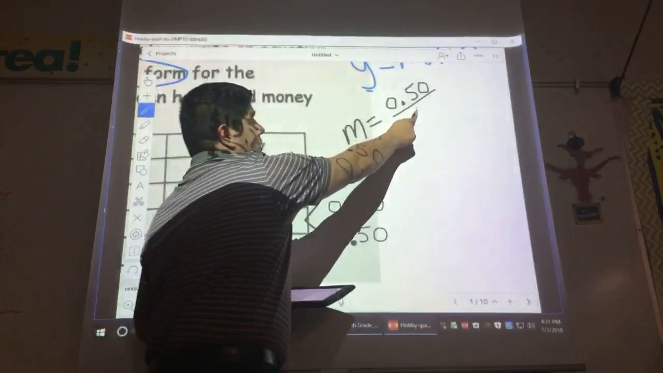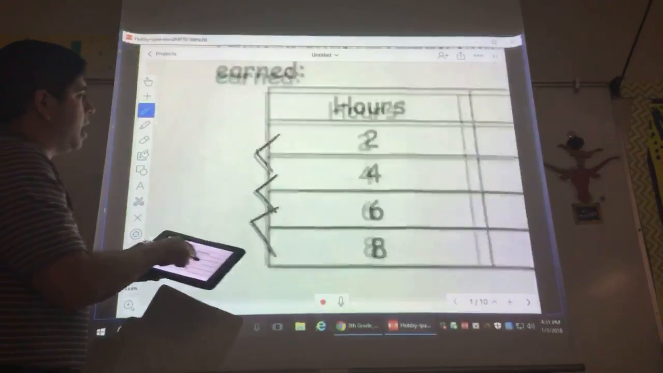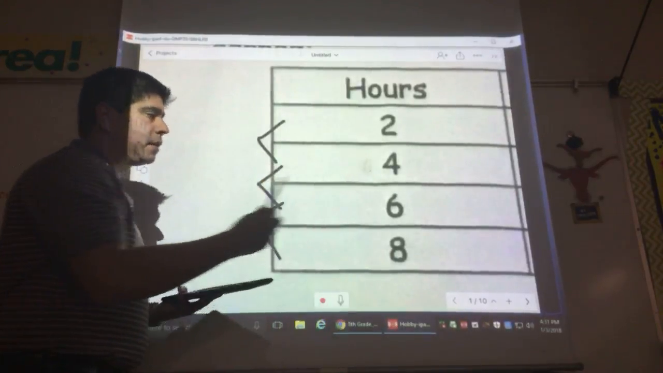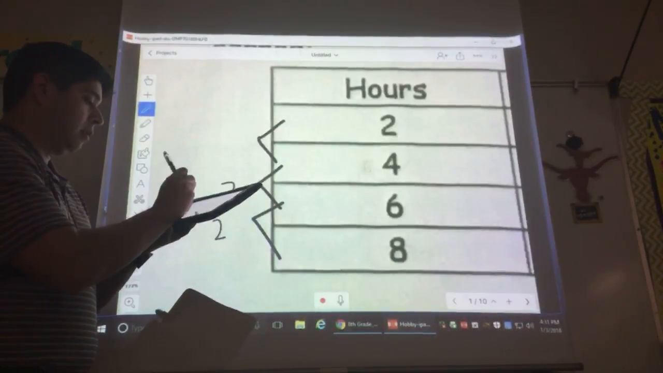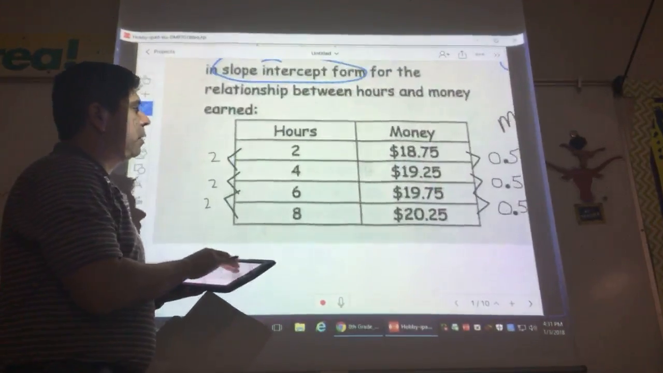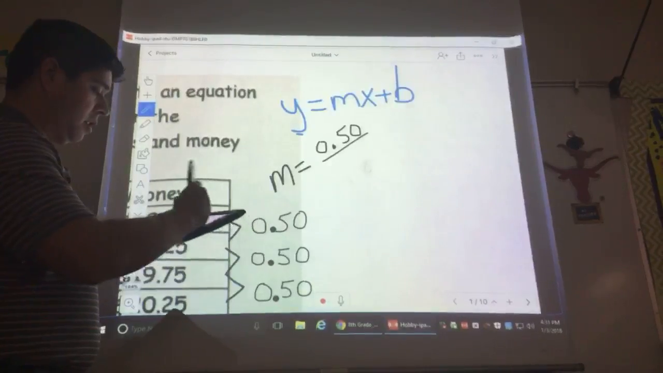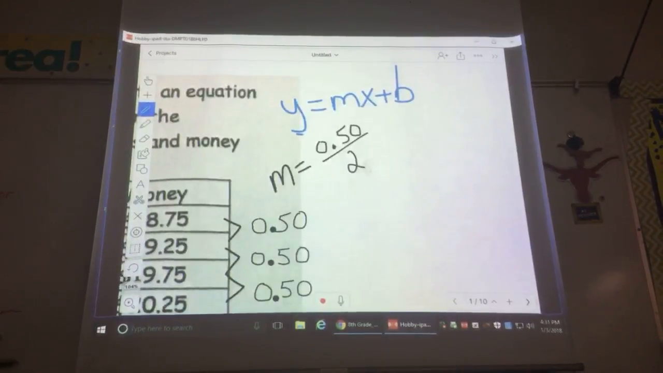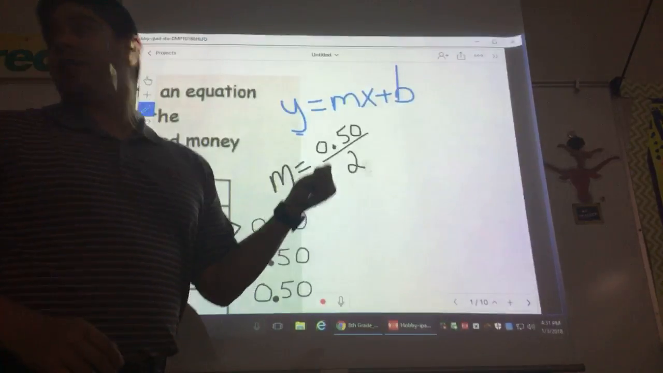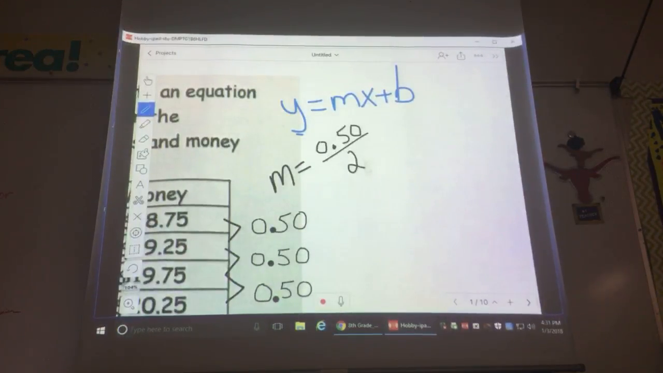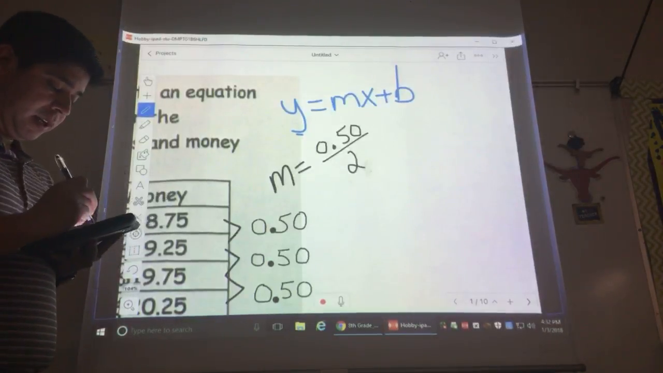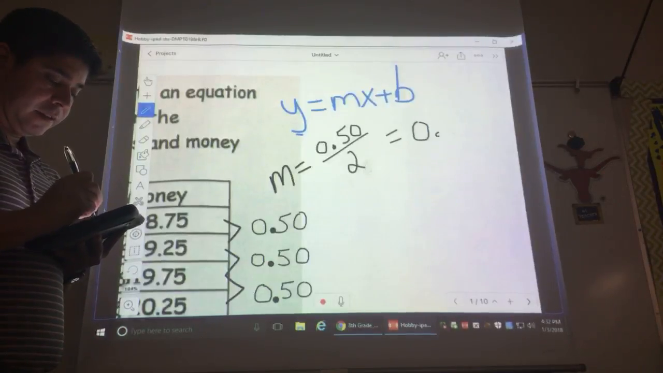Now let's find out what the denominator of this slope is going to be. We'll go over here to the hours: 8, 6, 4, 2. Obviously we see that this is going up by 2, so they're all the same. I'm going to put that down here. So 50 cents over 2. We can put that in our calculator and simplify it. 0.50 over 2 is 25 cents. So our slope is 25 cents.